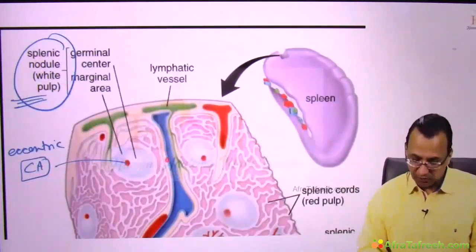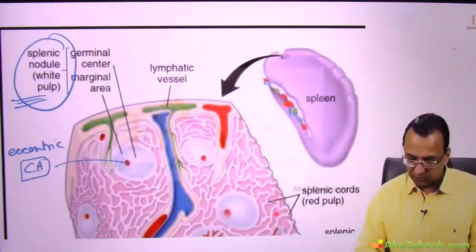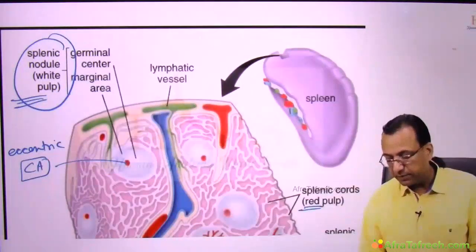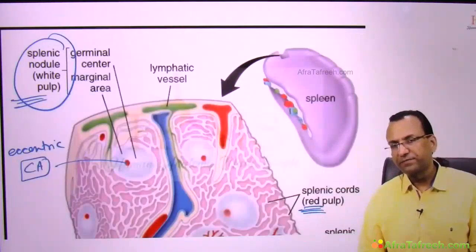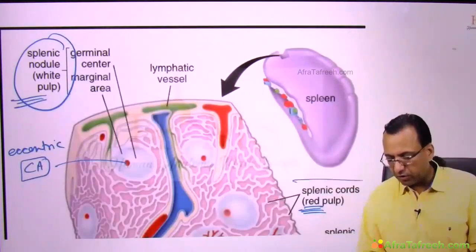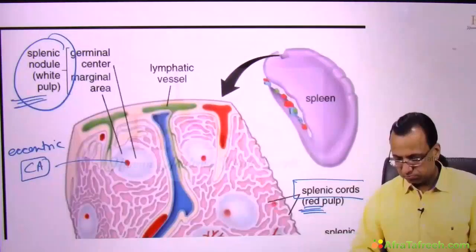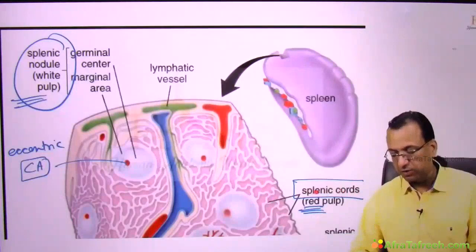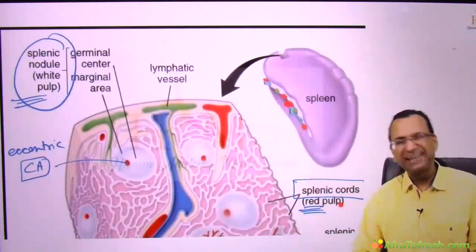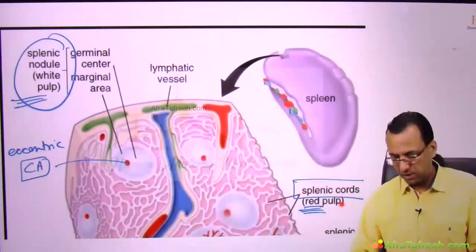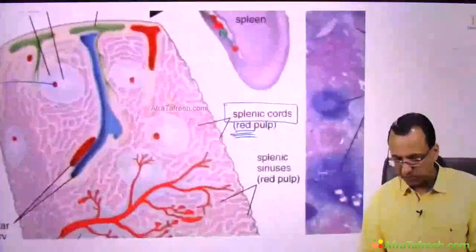Then what is this? Maximum of this is what? Red pulp. And what is there in red pulp? You have the splenic cords of Billroth. So all this white thing, all those white things, that is splenic cords of Billroth. What is intermittently present then? That must be the splenic sinusoids.